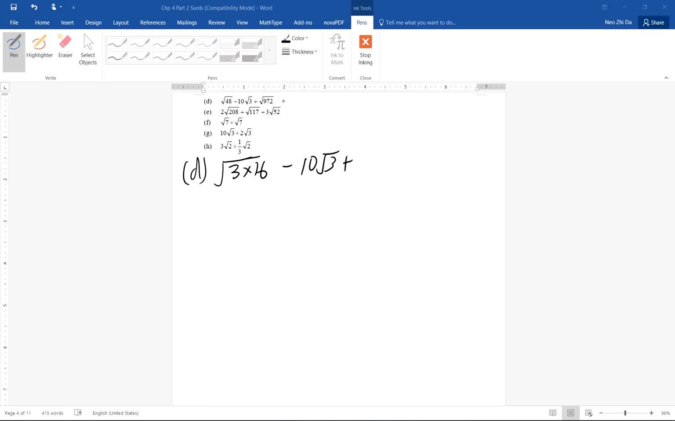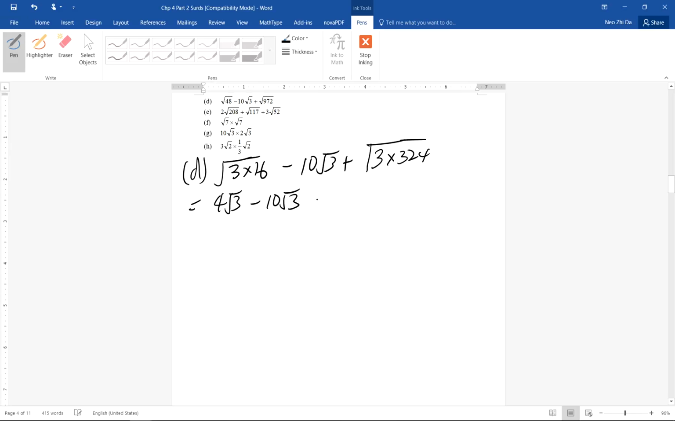Now I'm given such a big number, square root 972. So what is my best guess? Okay, my best guess is it's going to be a multiple of 3. 3, 2, 4. Now let me see whether I am right or not. Square root 16 answer is 4, so I put 4 square root 3. Okay, minus 10 square root 3.